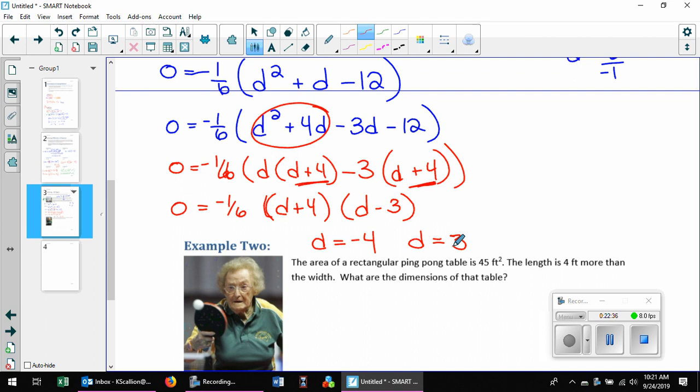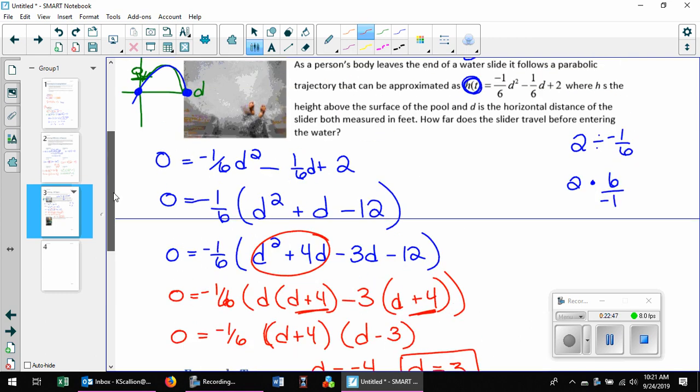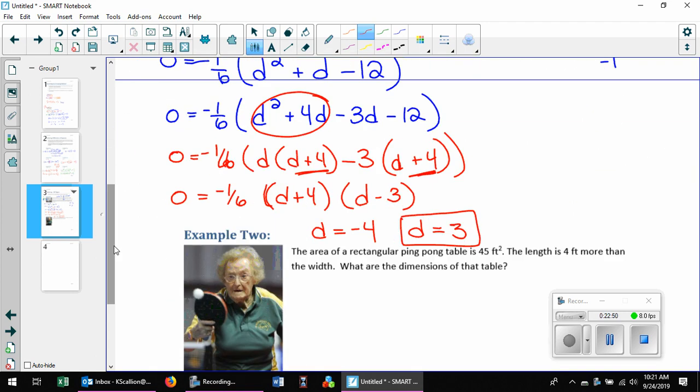Which one do I pair with? Positive 3. So you need to indicate that this is the correct answer. And 3 what? 3 feet. Are you sure? Yes. So when you launch off the water slide, you're going to go up into the air, and you're going to enter the water 3 feet away from where you left the water slide. Does that make sense?